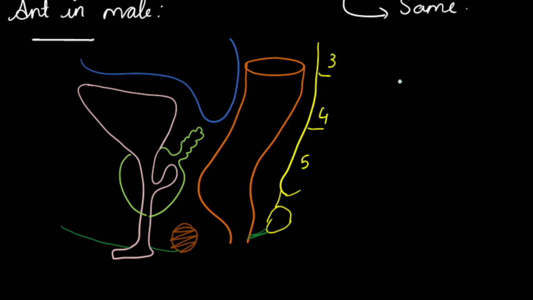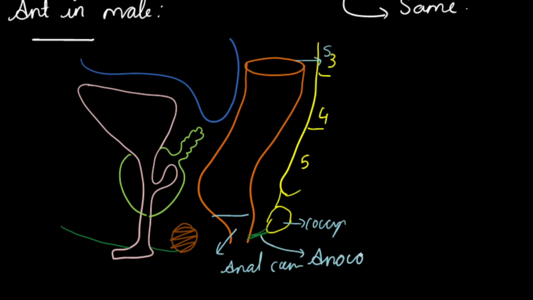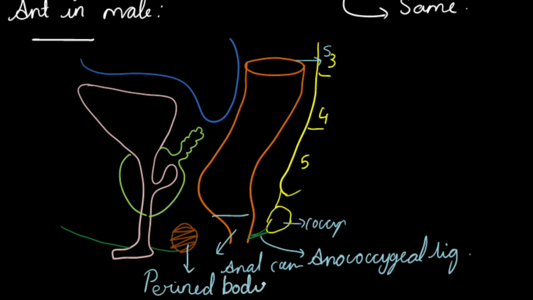Regarding the anterior relationship of rectum in case of males, here you can see the S3 level where the rectum is originating, and this is the coccyx, and here is the anal canal, and this green is indicating the anococcygeal ligament, and this is perineal body, and this one is perineal membrane.